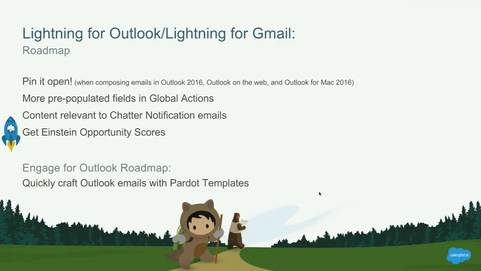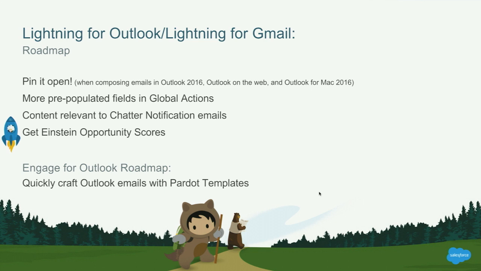We're also going to make the use of global actions smarter, so we pre-populate more information, meaning less manual data entry for you. When you receive one of those Chatter notification emails, Lightning for Outlook and Lightning for Gmail will recognize that this is a special email and that the records we're suggesting should be tailored to that email.